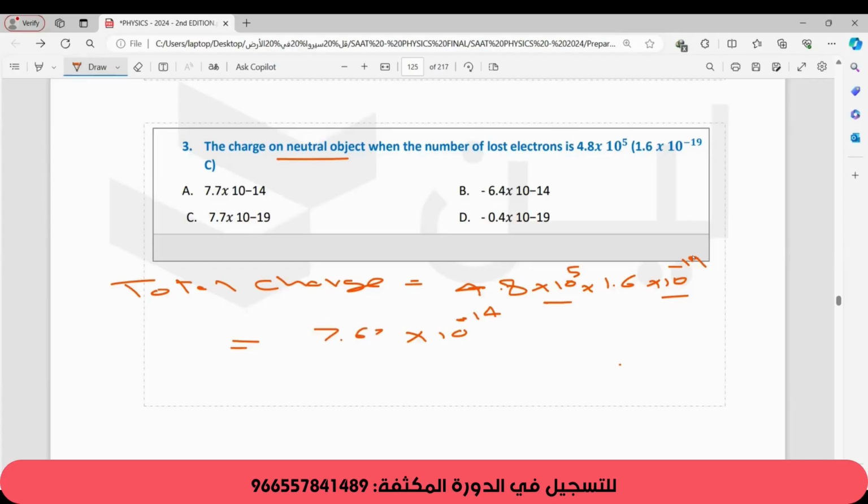Now let's see the answer. Yes, good job, Arwa. We see here 7.7, so it will be A. But if you notice, we also have negative options. This question somehow puts you on the safe side. But suppose that you are given negative 7.7. What answer will you choose in this case, guys? Why positive?